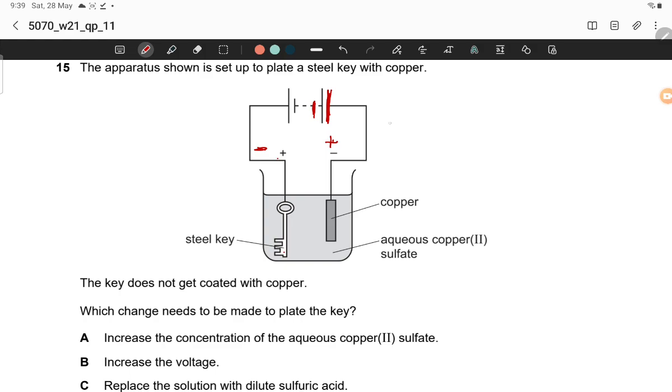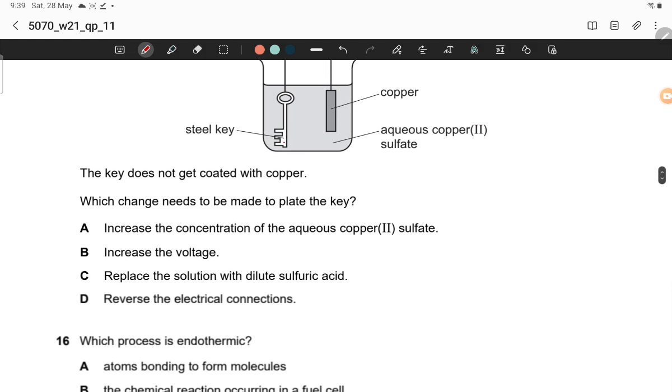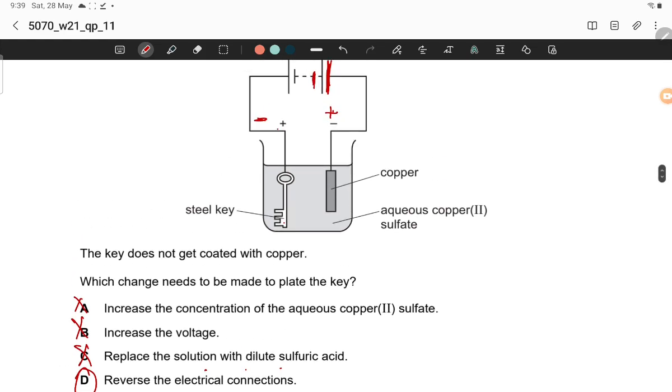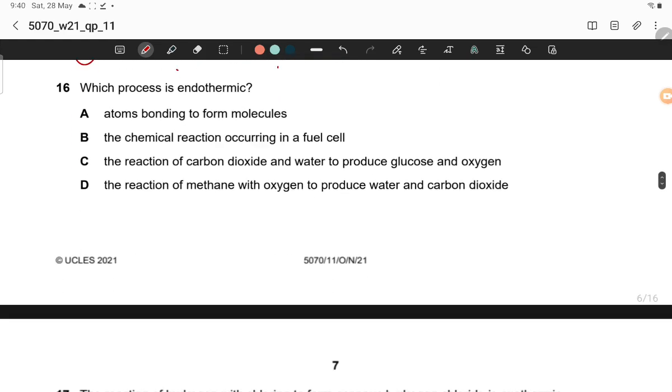Similarly, the key does not get coated with copper, which change needs to be made to plate the key? Increase the concentration of the copper. No, this does not need to change. Increase the voltage, no need to change. Replace the solution with dilute sulfuric acid. No, copper sulfate is needed if you want to plate the key with copper. Reverse the electrical connections, this must be correct. The electrical connections are incorrect, so D option is correct.